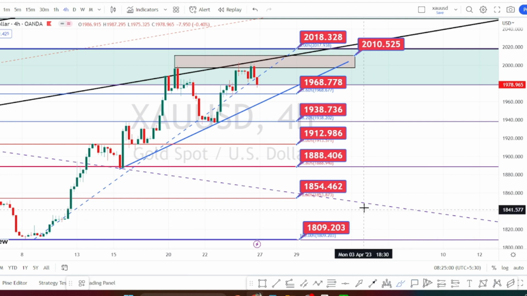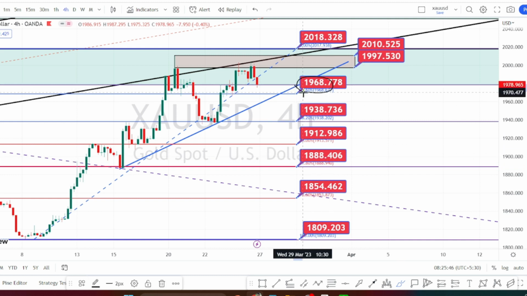So the values within this red color boxes are the resistance and support levels for current price action in 4 hours time frame. For now the price action is trading between the support level of 1968 and resistance level of 1997. Once the price action breaks this support level of 1968, next level of support is going to be around 1938, 1912, 1888, 1854 and 1809.